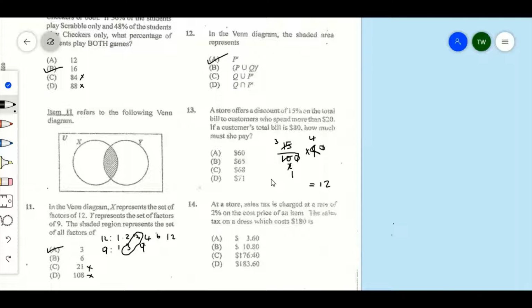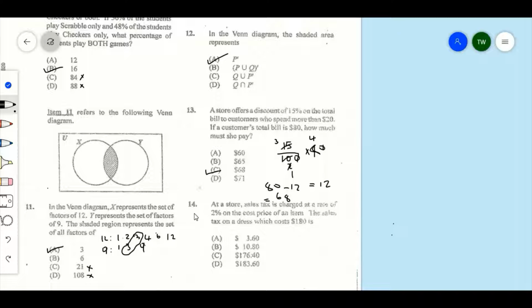So that means the customer must pay $80 minus $12, which would give us a final answer of $68, right? So in this case, our answer would be C, right?